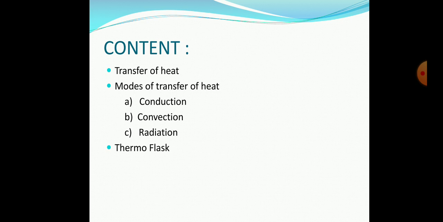In this chapter we have to learn the modes of transfer of heat, which are conduction, convection, and radiation. Students, these three modes of transfer of heat are different from each other, and these are special also. We are also getting benefit from these types of transfer of heat, and we will know about them in this chapter. Then at the last we will know how the thermoflask works.